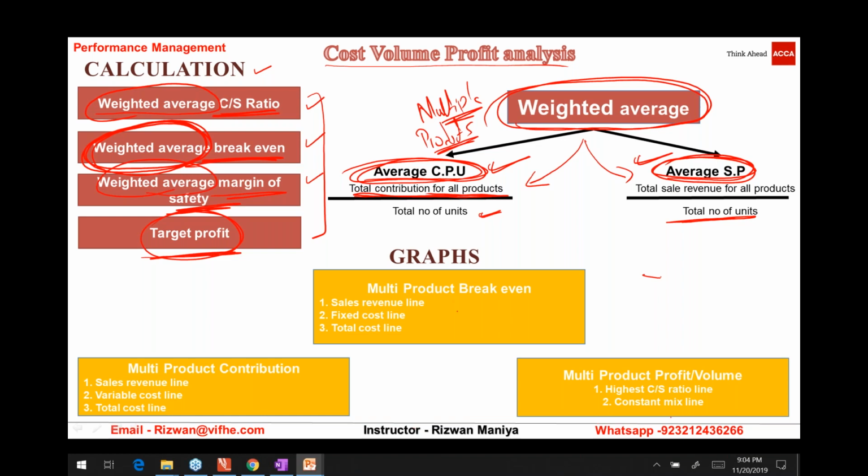Okay, so the key thing for these four calculations is what? The key thing is weighted average working. Now the graphs, three graphs are important: multi-product break even chart, profit volume chart, and contribution chart. A break even chart is one in which you see sales revenue line, fixed cost line, and a total cost line.